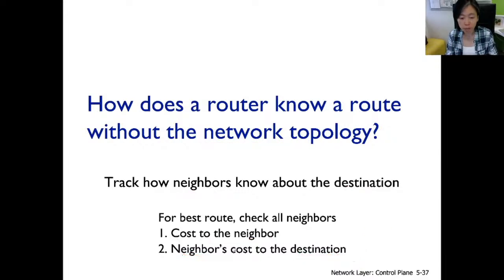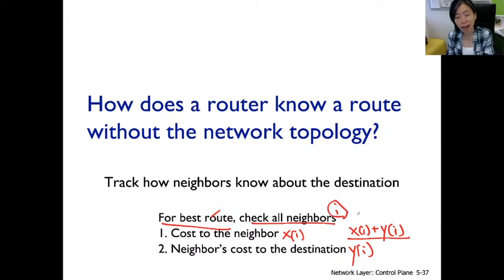But in order to discover the route that is the best to the destination, you will need to check through all neighbors. For each neighbor, you find the cost to each of these neighbors, and you find out from that particular neighbor the cost to the destination. And you sum up x and y for that particular neighbor. So you pick i such that xi plus yi is the lowest. There, you discover the best route, the shortest path. And i there is the next hop that leads to the shortest path to the destination.